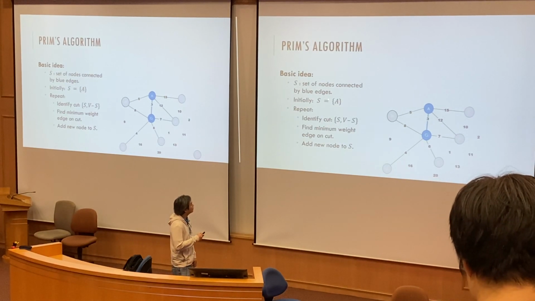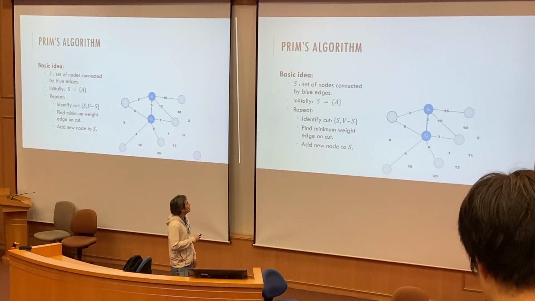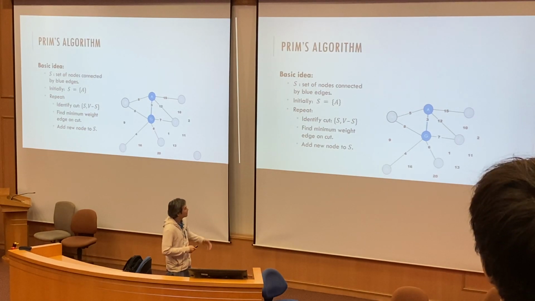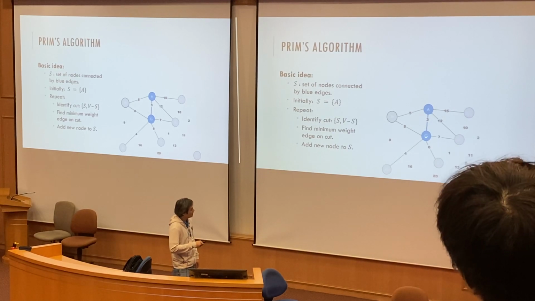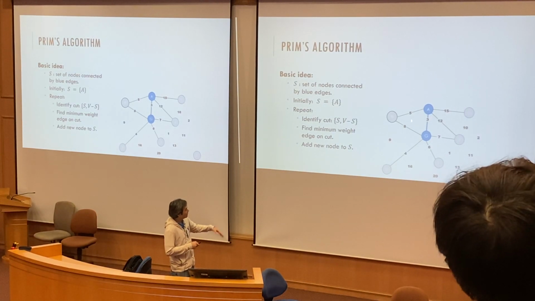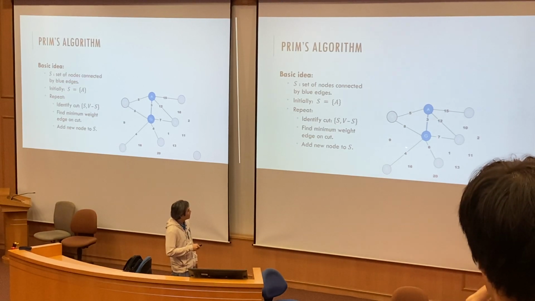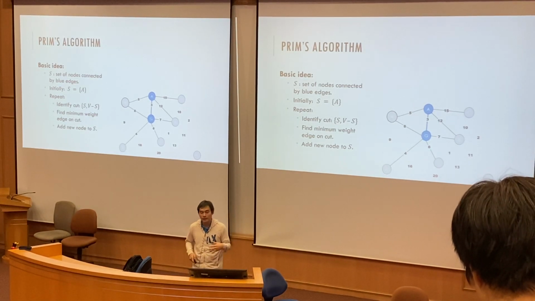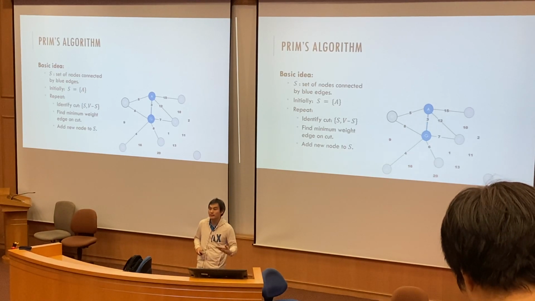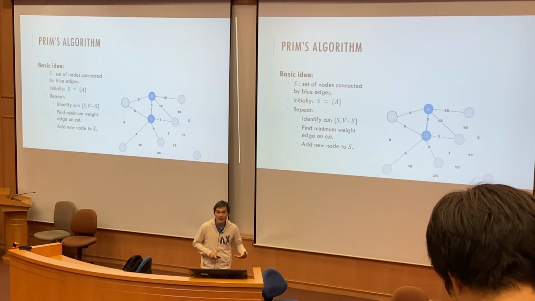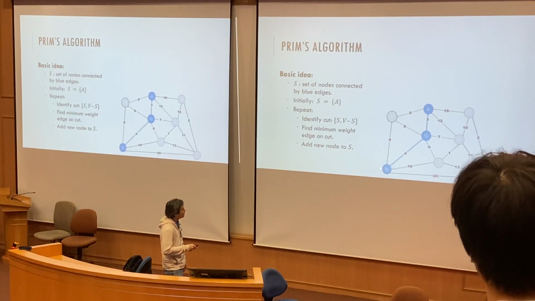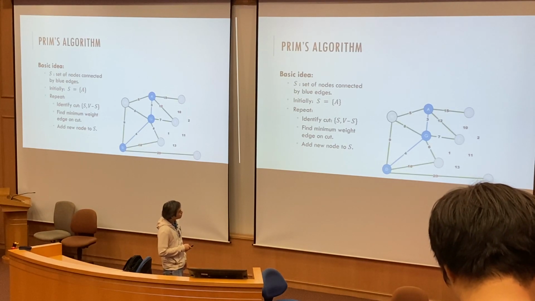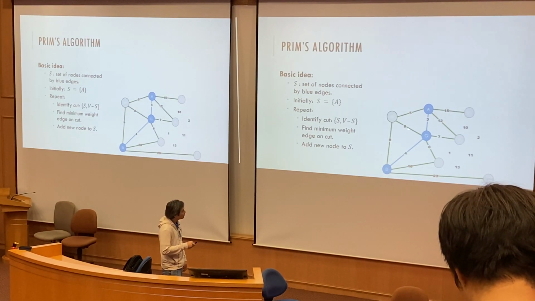We add some node to S, identify some cut, and find the minimum weight edge across the cut. In this case, once we add G, the number of edges across the cut has grown, and now we have to identify among these which one is the minimum, and then add a new node to S. We repeat this process again and again. If you look at these edges, the minimum one is 4, so we add D. Once you add D, then these are your edges across the cut.